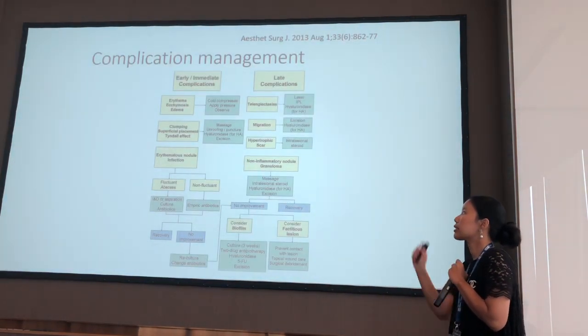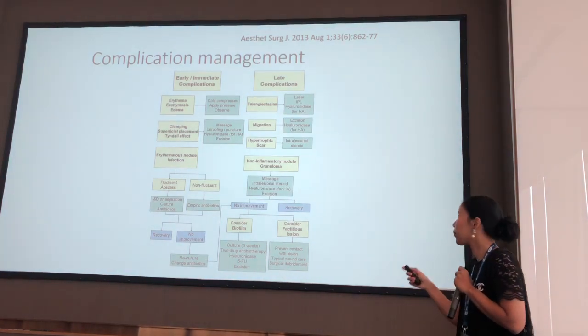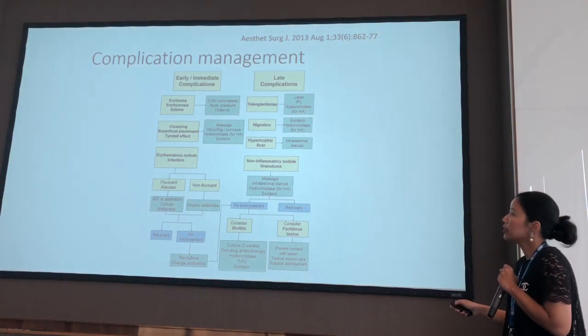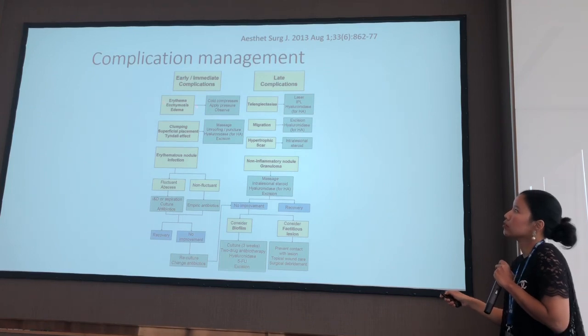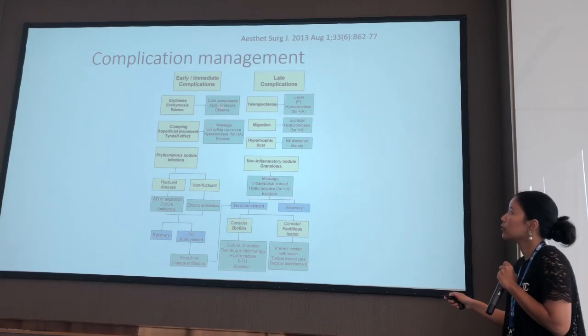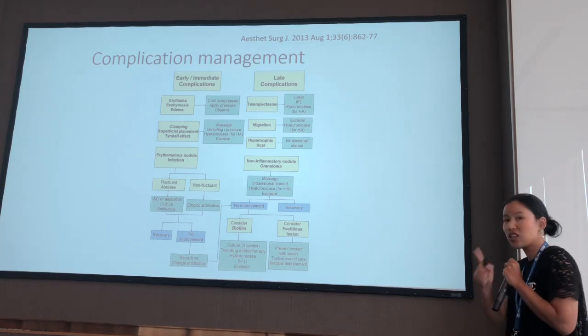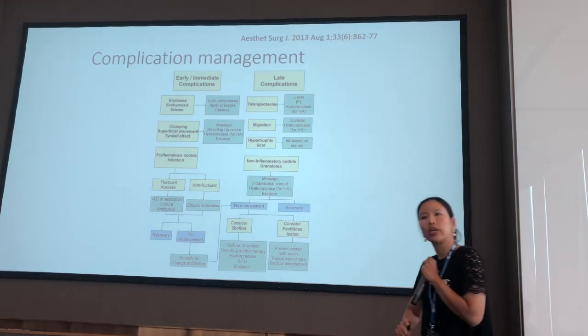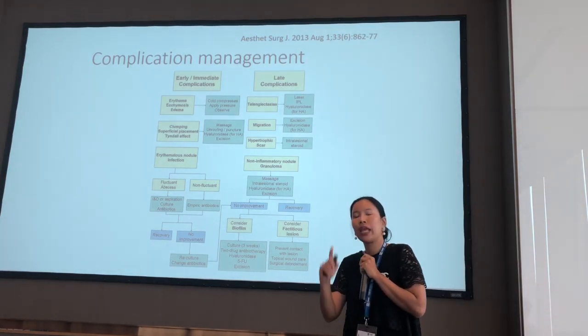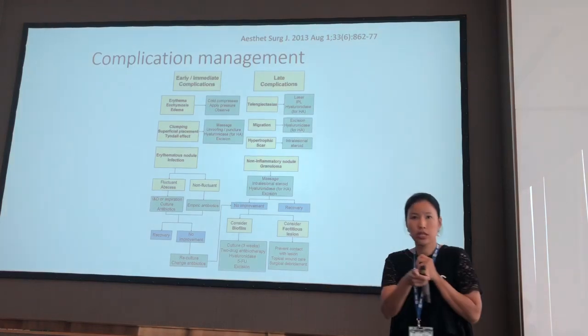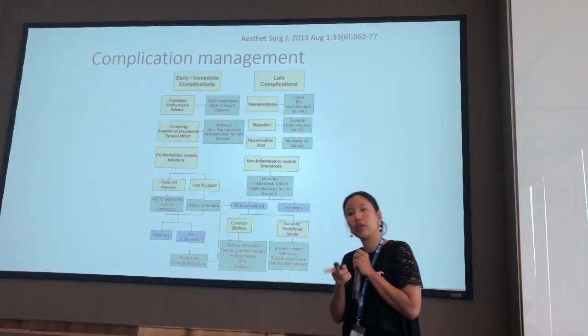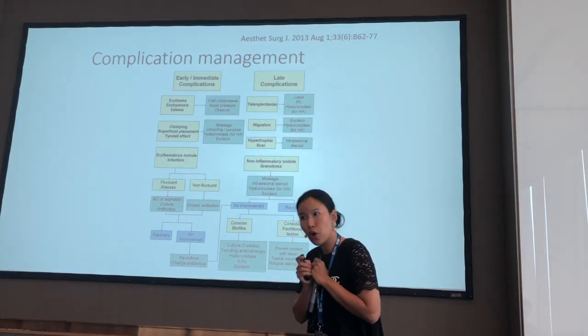So this is the scheme of the complication management. For the early one, okay, so if it's just bruising, just do the cold compression, apply pressure, observe. Okay, if it's clumping, you may use hyaluronidase or exercise, massage. For the nodules, what is important, you have to rule out the infection first. Do not put the steroid to treat the nodules if you are not sure whether it's infection or not.